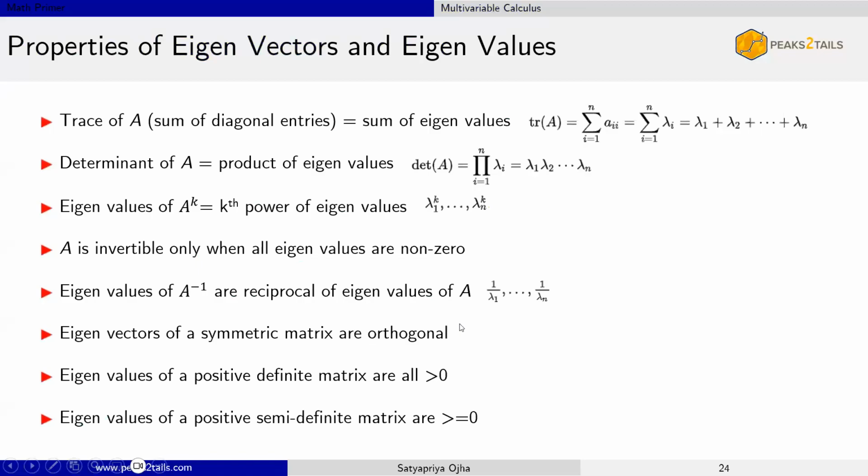Some very important properties of eigenvalues and eigenvectors. We will use them sometime later. A few of them, not all of them.